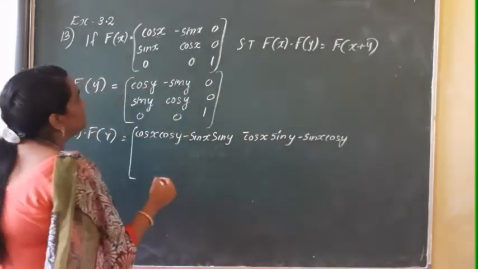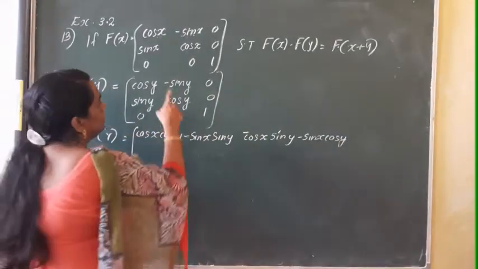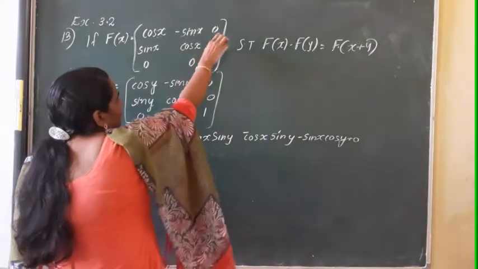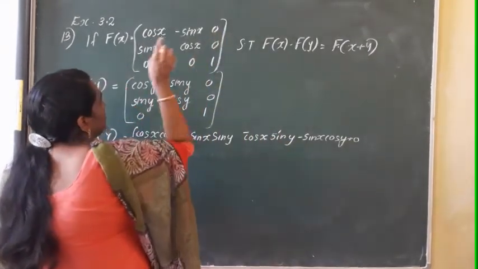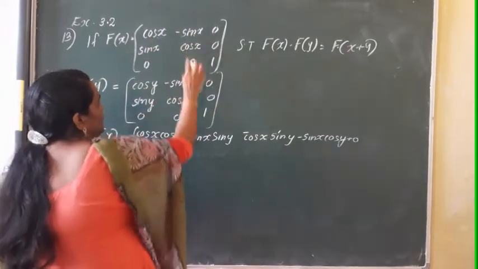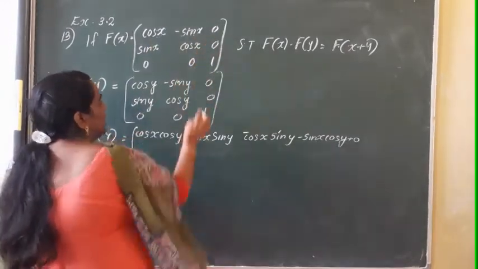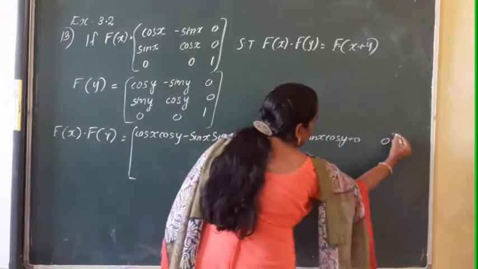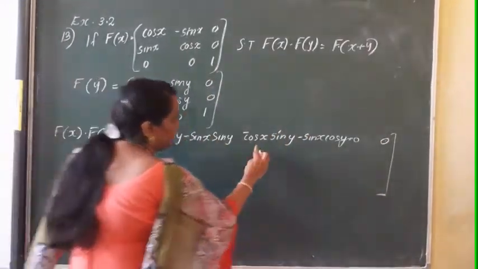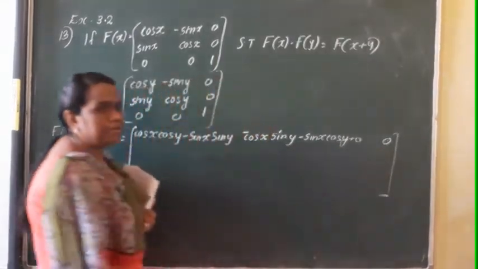The last element, how to get it? Plus 0. Cos x into 0 is 0. Minus sin x into 0 is 0. 0 into 1 is 0. So the last element is 0. This is the first element, second element, third element in the first row.